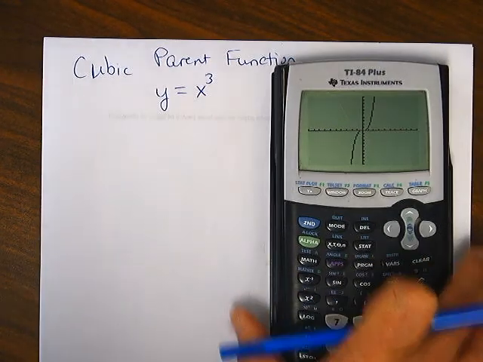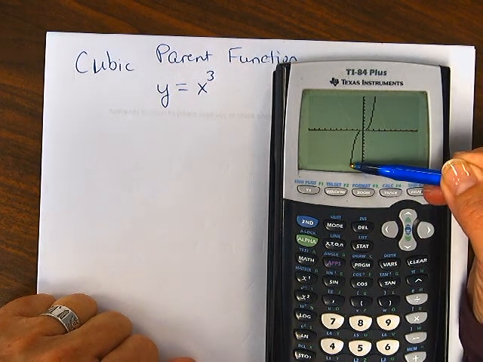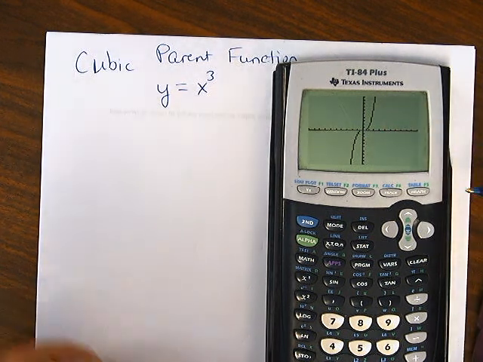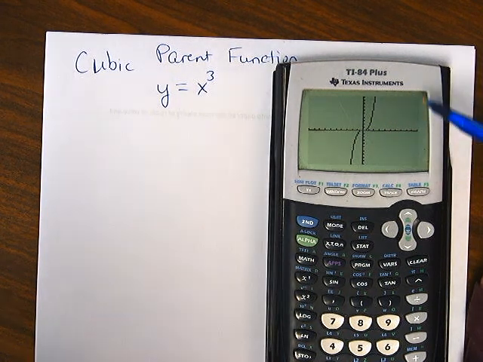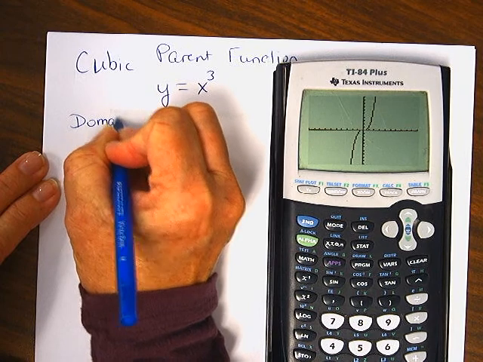It doesn't quite look the same as the previous one we looked at. It starts from down low, comes up, looks like it goes to the origin, and then continues up. What's missing though? What did we see on the other one that we don't see here? Let's just leave that for a moment while we look at our domain and range.